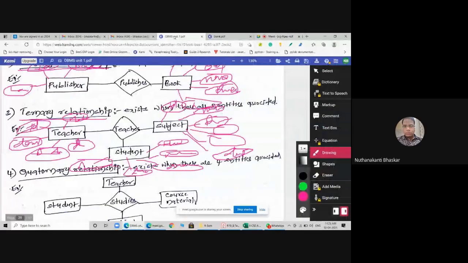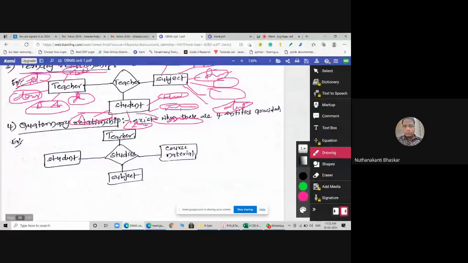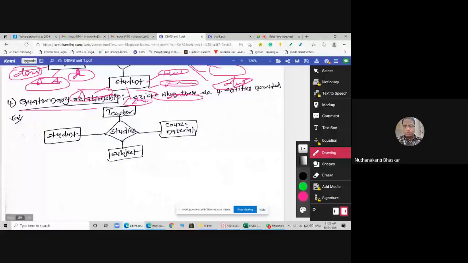Right, coming to the last relationship, the quaternary relationship. Quaternary means four entities are going to associate with one relationship. The maximum is only four entities associated with one relationship. Such a mechanism is called a quaternary relationship. As I already told you very clearly, we can associate only a maximum of four entities. So that is a quaternary relationship.